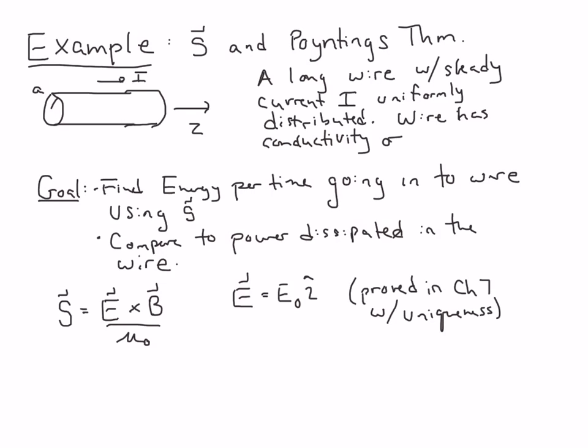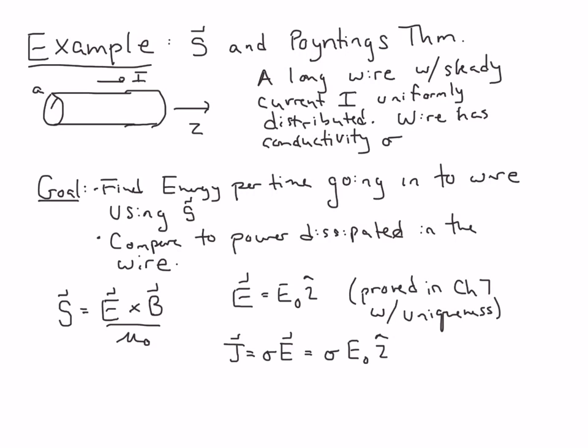The electric field is uniform and constant pointing in the z-hat direction, which we proved in chapter 7 using uniqueness, and we did that thinking about a cylindrical resistor, which is basically what this wire is. Once we have E, that means we also know J using Ohm's law. And now that we have J, we can use Ampere's law to calculate B.